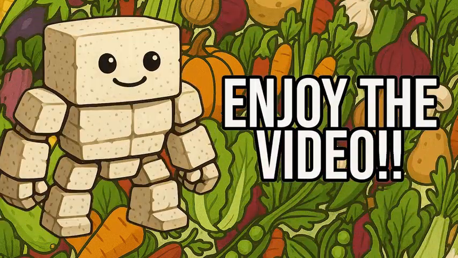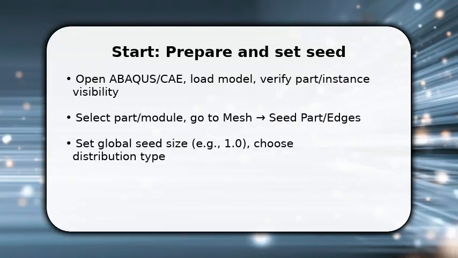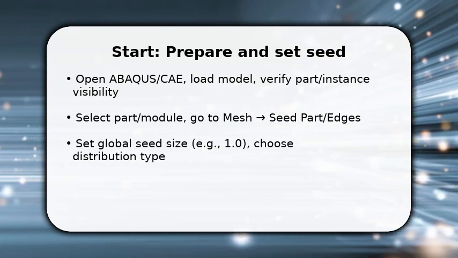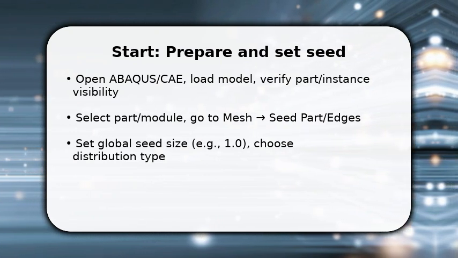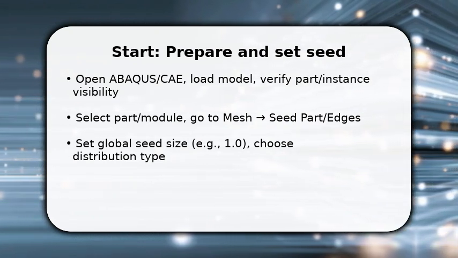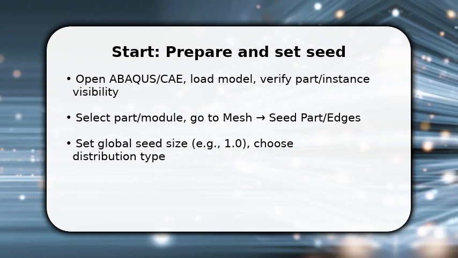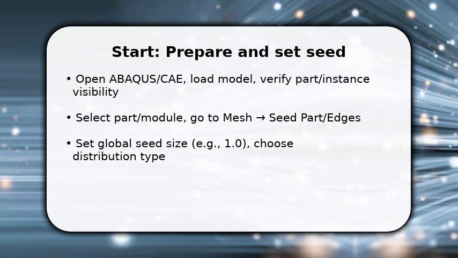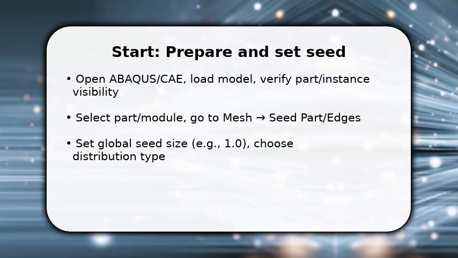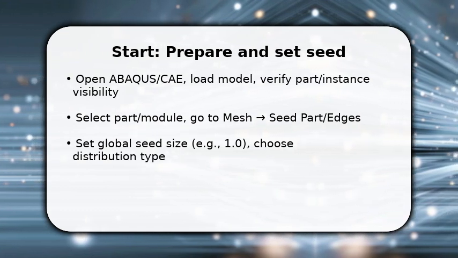Please enjoy the video. You begin by opening a box and confirming the part is visible and active. Next, enter the mesh module and choose seed part or seed edges to apply an initial mesh size. Set a global seed value, for example 1.0, and pick a distribution such as uniform. This first step controls element density. Smaller seed creates finer mesh.